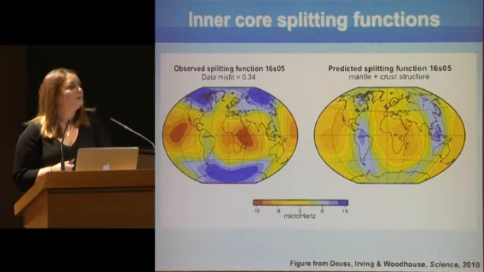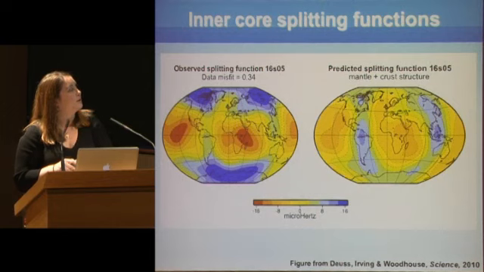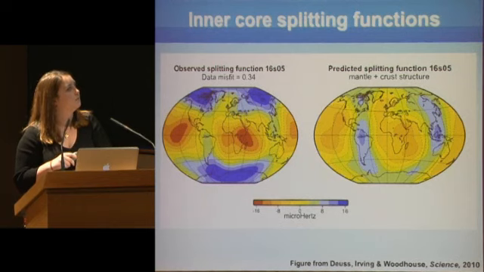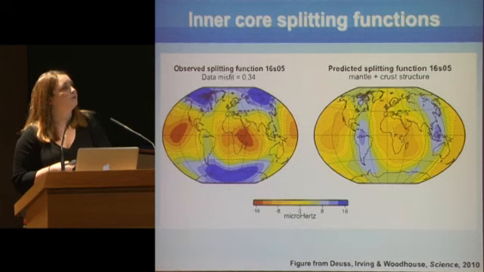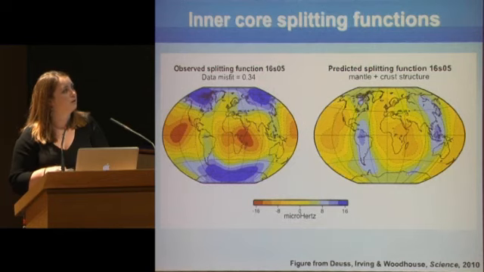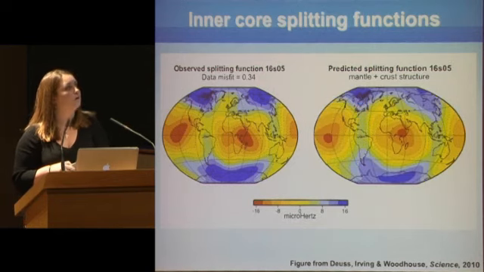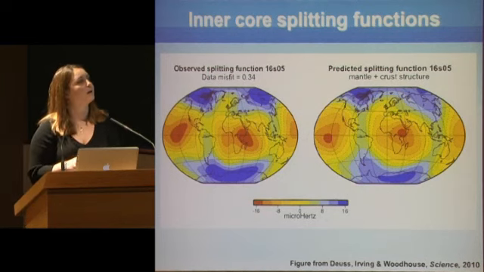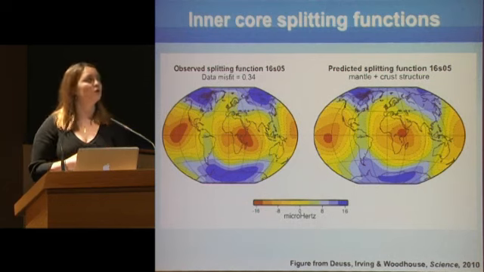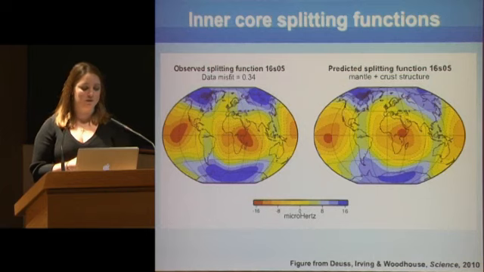But if we look at a mode sensitive to the inner core, we see a different sort of picture. So this is the observation, and we see this stripe. We see blue colours at the poles and red colours at the equator. And if we predict what this splitting function would look like just with mantle structure, we see a very different pattern. But as soon as we put inner core anisotropy, uniform inner core anisotropy, into our prediction, we see a very good match. This is the characteristic of inner core anisotropy, this stripy pattern with opposite colours at the equator to at the poles.